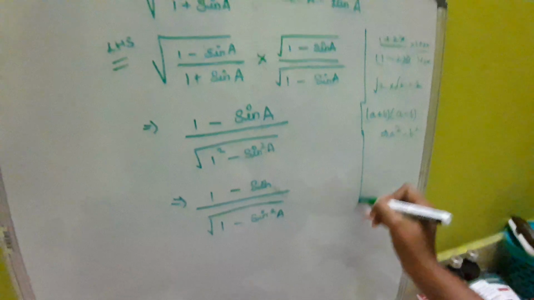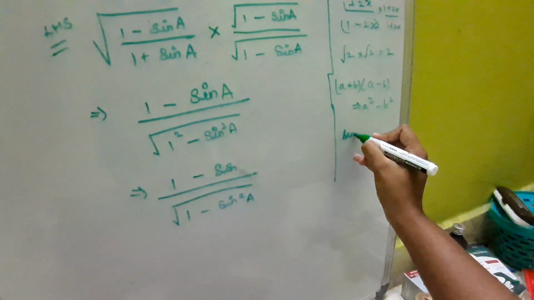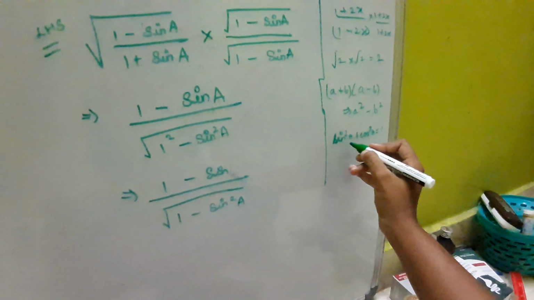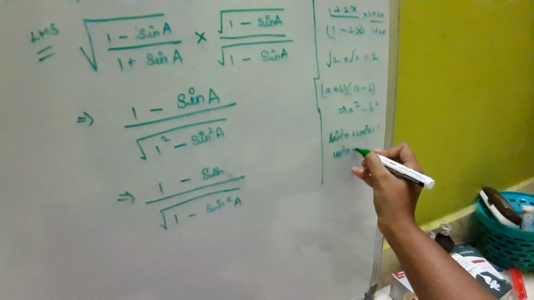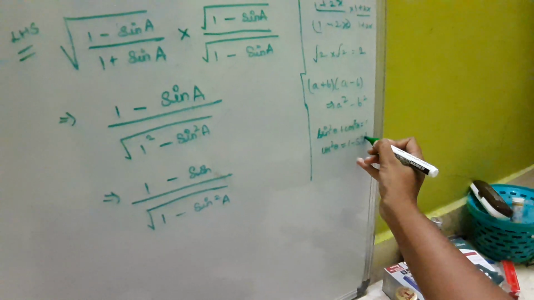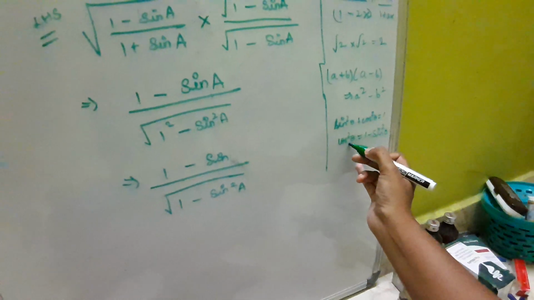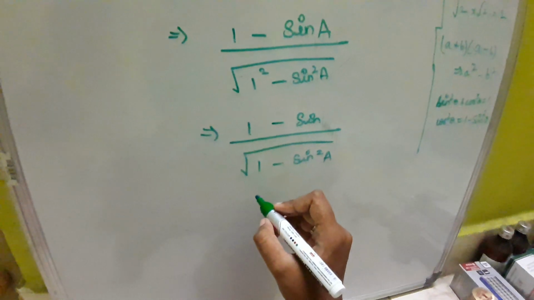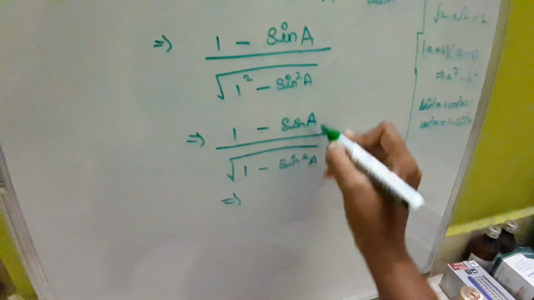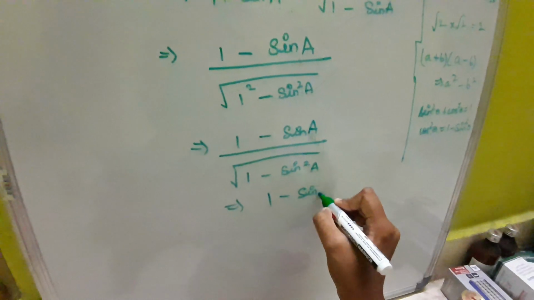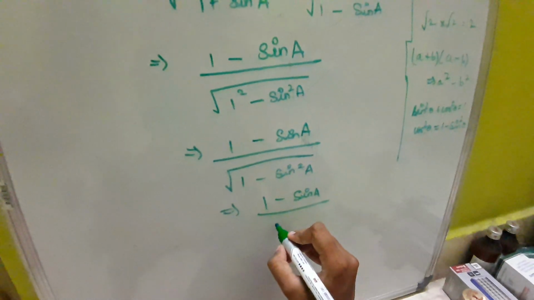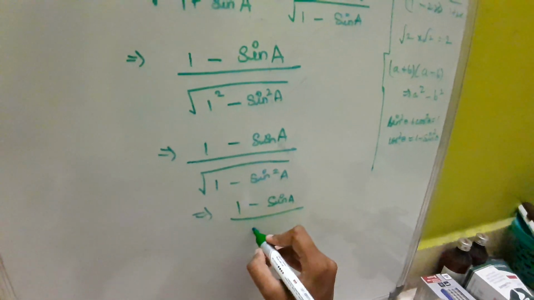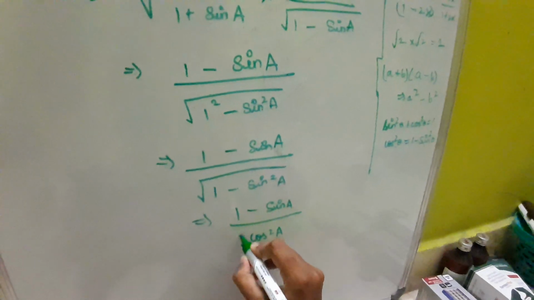We know the formula: sin square theta plus cos square theta is equal to 1. Then cos square theta is equal to 1 minus sin square theta. So instead of 1 minus sin square theta, we can write cos square theta, right? So instead of 1 minus sin square A, we can write cos square A. So 1 minus sin A will remain as it is in the numerator. The denominator alone gets changed: 1 minus sin square A is just cos square A, the root of cos square A.